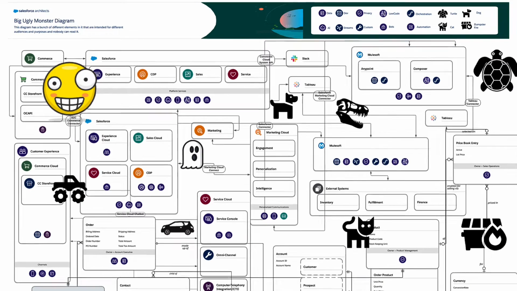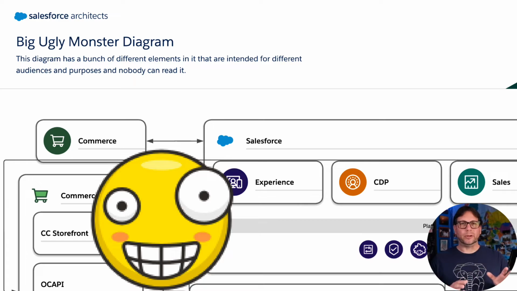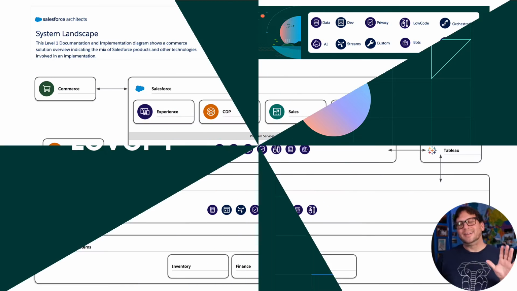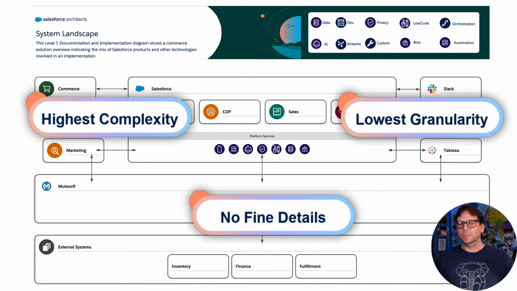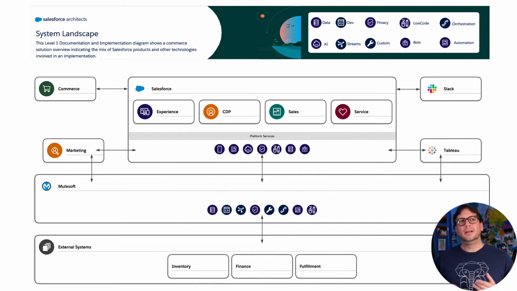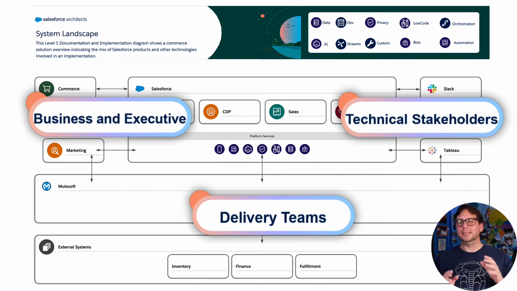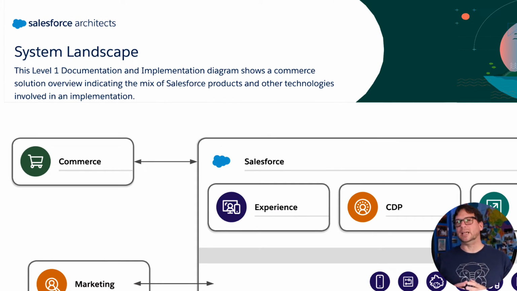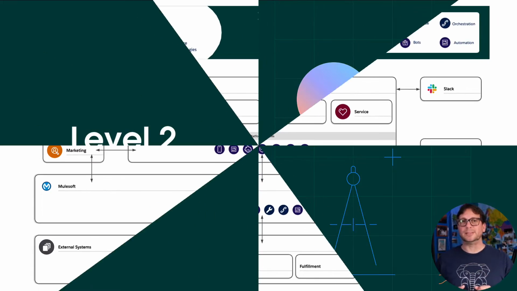So if we take another look at our big ugly monster diagram, the next thing we're going to do is break up the elements based on what level they belong to. Level 1 diagrams have the highest amount of complexity, the lowest amount of granularity, and no fine details at all. You would present a Level 1 diagram to business, executive, and technical stakeholders, and some delivery teams who want to get a bigger picture view of what it is that they're building. But the point is, this is just an overview. We're going to show actual products and technologies for a specific implementation, so like a system landscape would be a good example, and that's exactly what this is.